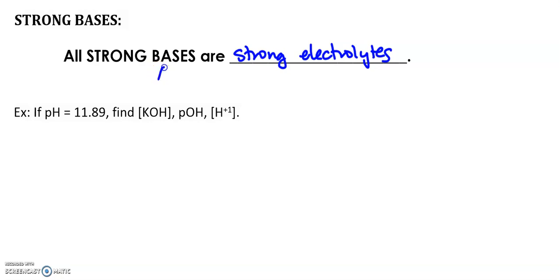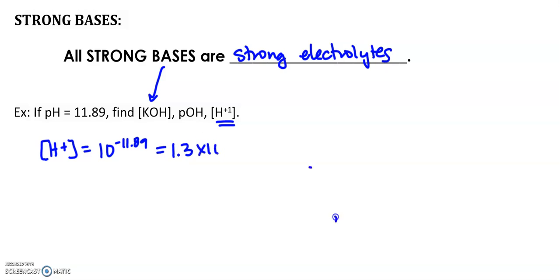So if we have a strong base like KOH here, and we have a pH, we're trying to find the concentration of KOH, the pOH, and the H+. There are a couple of ways you can go about doing this. I think the simplest is to find the H+ first, because we've got the pH. So the H+ concentration will be 10 to the negative pH, so 10 to the negative 11.89, which gives me 1.3 times 10 to the negative 12 moles per decimeter cubed.